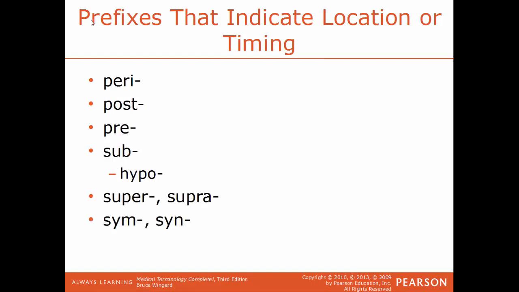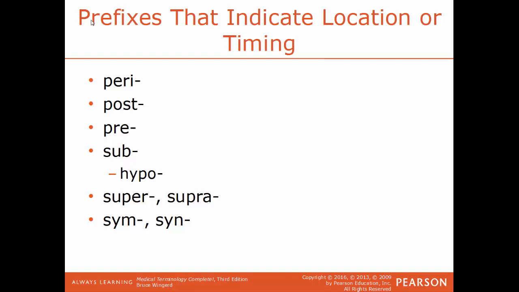The prefix peri means surrounding. So think of the perimeter of your home as the outside border of your home. Post means after. Pre means before. Sub and hypo both mean below or lower than. So the hypodermis is the level of skin below the dermis. Super and supra are related, but they are different. Super means above or beyond, and supra means above and then upper. So they are closely related, but they don't mean exactly the same thing.